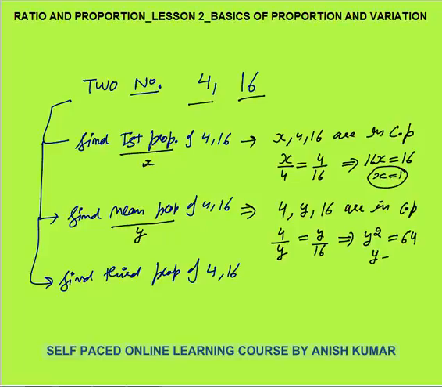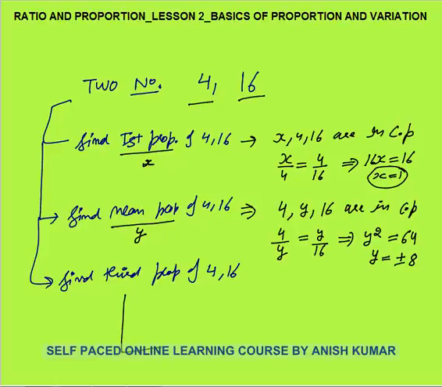So y could be plus or minus 8. It could be plus 8 or it could be minus 8. So mean proportional could be plus 8 or minus 8. If nothing is given about y, you have to give the answer as plus 8 or minus 8. If the question says that the mean proportional should be a positive integer, your answer should be only plus 8.